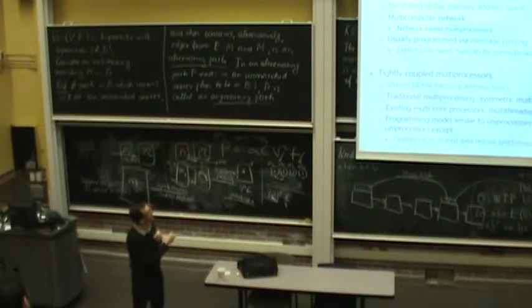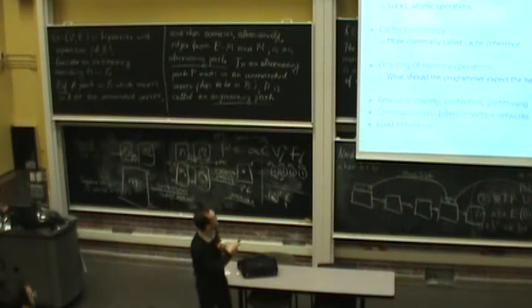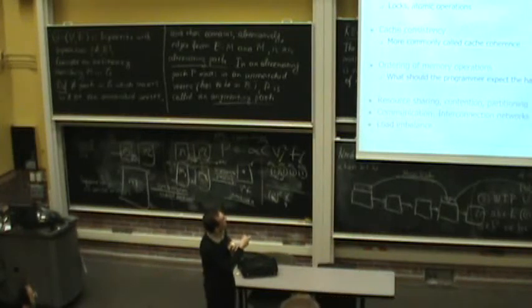Okay. Before we go more philosophical, let's look at some issues in tightly coupled multiprocessing. So I'm not going to talk about loosely coupled multiprocessing anymore. We'll look into some issues in tightly coupled multiprocessors. Well, I told you about shared memory synchronization. This is a key issue. So you need to somehow provide atomic operations to implement locks.